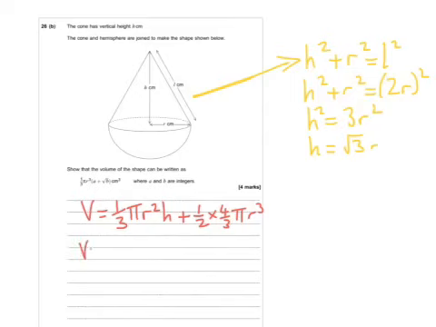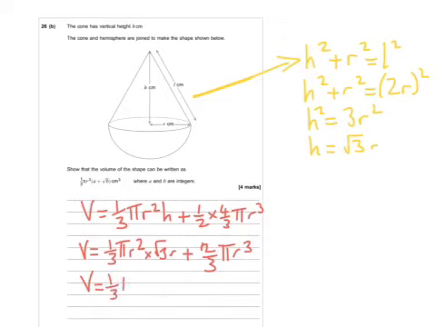Okay, so now we can stick that back into here, so we get V equals 1/3 pi r squared times √3 r plus 2/3 pi r cubed. Okay, we simplify all that down and we get V equals 1/3 times √3 pi r cubed plus 2/3 pi r cubed.